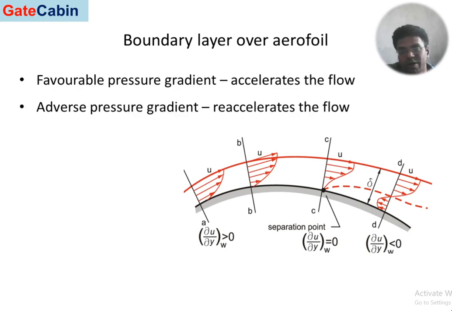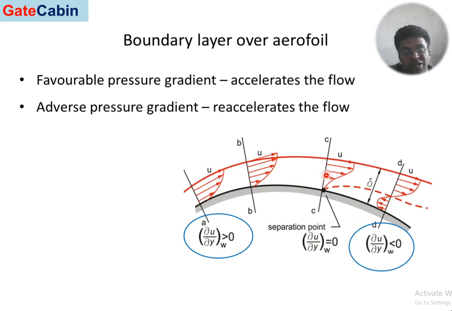First one is favorable pressure gradient. A favorable pressure gradient is basically the pressure values which accelerate the flow. Here the velocity gradient is greater than 0. That means the pressure gradient is less than 0. That means the pressure at the forward point is less compared to the pressure at the rearward point, at the backward point. So this causes the flow to get accelerated, and at a certain point the pressure gradient will become close to 0.